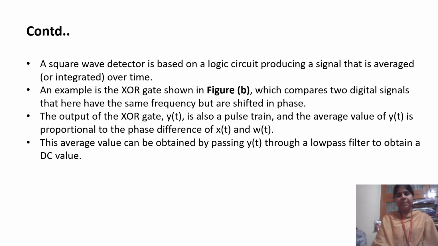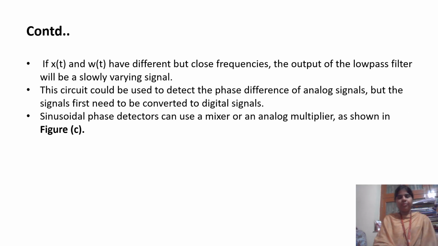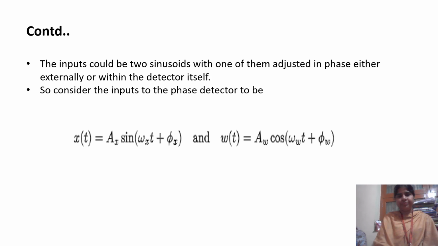This average value can be obtained by passing Y of t through a low pass filter to obtain a DC value. If X of t and W of t have different but close frequencies, the output of the low pass filter will be a slowly varying signal. This circuit could be used to detect the phase difference of analog signals, but the signals first need to be converted to digital signals. Sinusoidal phase detectors can use a mixer or an analog multiplier.